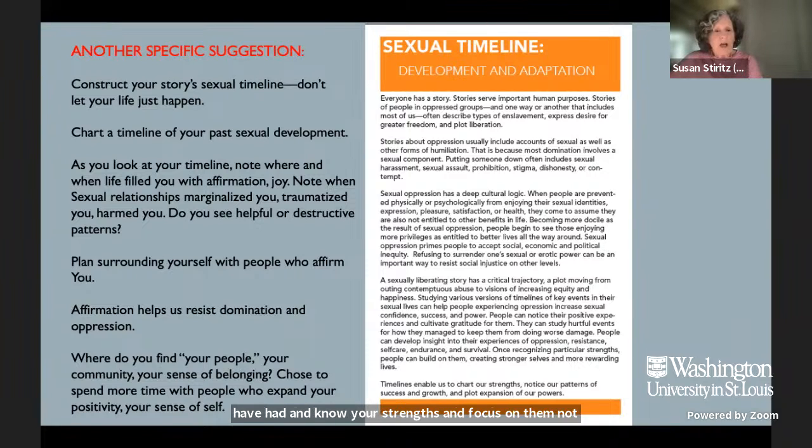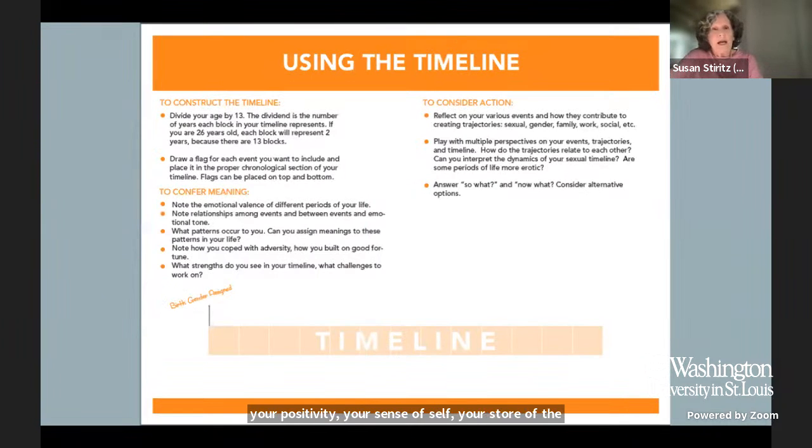It's important when you use this to then find your people, your community, your sense of belonging, and choose to spend more time with people who expand your positivity, your sense of self, your store of the erotic. So these are directions on how to use the timeline. And so we'll make these brochures available to you.